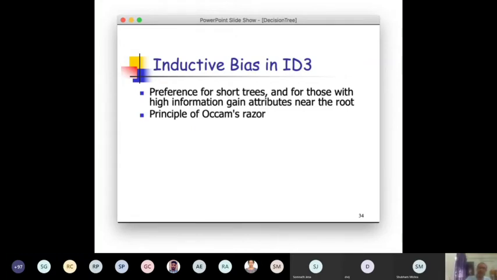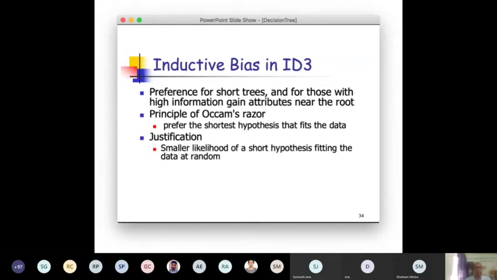So you are preferring the simpler hypothesis. If I say the size of the tree is the complexity of the hypothesis, then by restricting the growth of the tree and its depth, we are preferring the simpler hypothesis. That is the shortest hypothesis that fits the data. So what is the justification in this case? It is the smaller likelihood of a short hypothesis fitting the data at random.